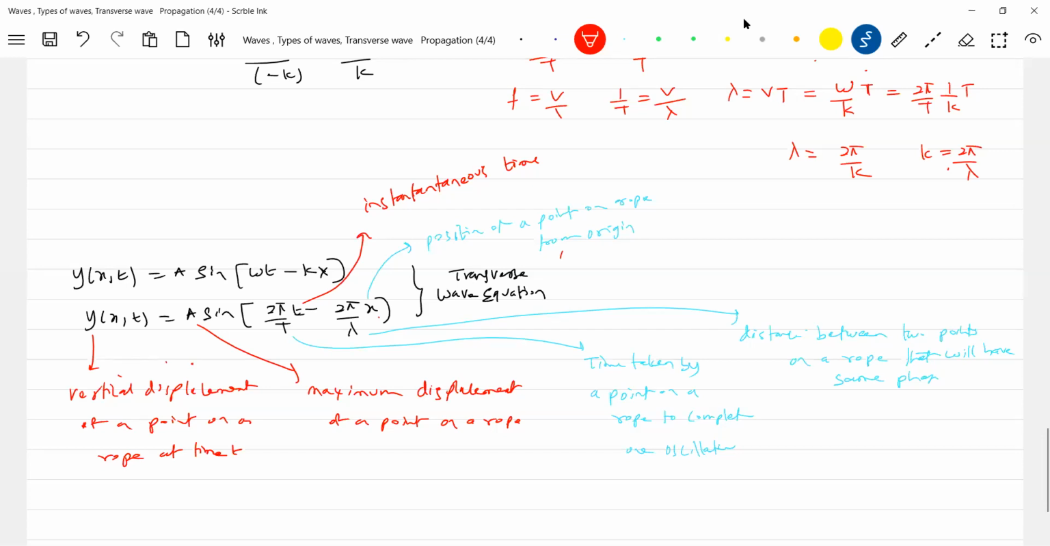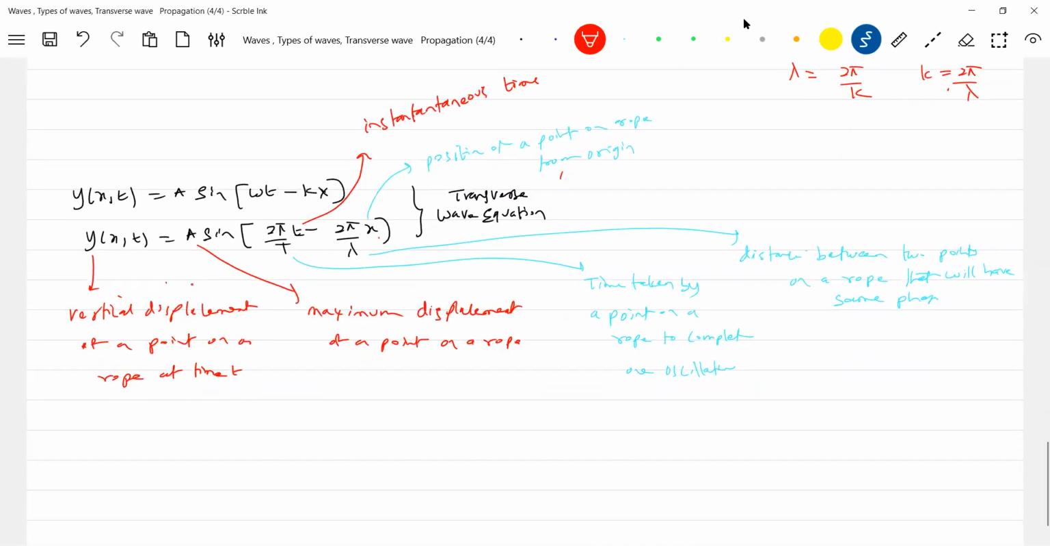Now let's explore further. We'll differentiate and see what we get, because now we have generated a wave equation. What is this? A general wave equation. So we are in one of the best positions: as the wave propagates, we are able to find the displacement of any point on a rope at a given time using this. So let me differentiate this.